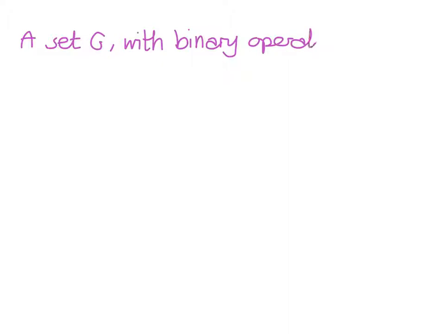How does that terminology help us? Well, a set G with binary operation, again expressed by this little circle, is called a group if it has the following four properties.